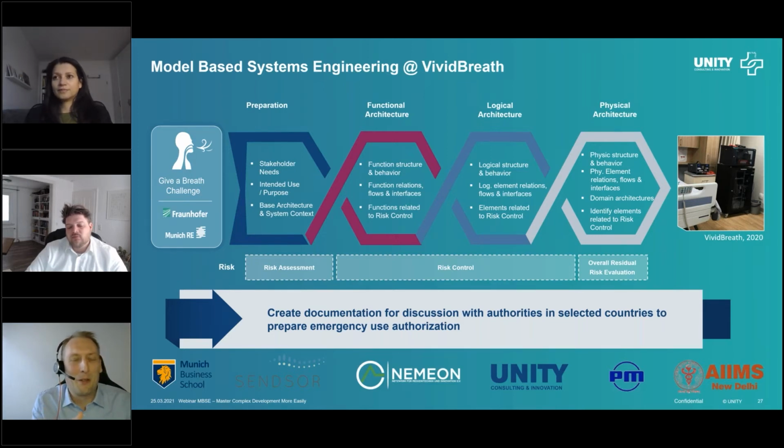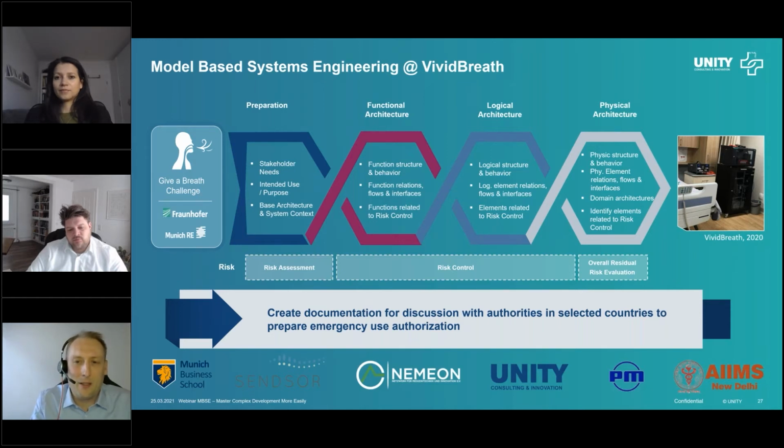So we needed to communicate and align different aspects of what kind of system we actually want to build, what should be the parts inside of the systems, what are actually the needs that we try to address in the challenge, and so forth. And finally, we actually used a lot of the artifacts that we internally use to, for example, discuss, okay, which risk control measures do we need to implement, which standards do we need to consider. We also use to create a documentation for the discussion with certain authorities in the selected countries.